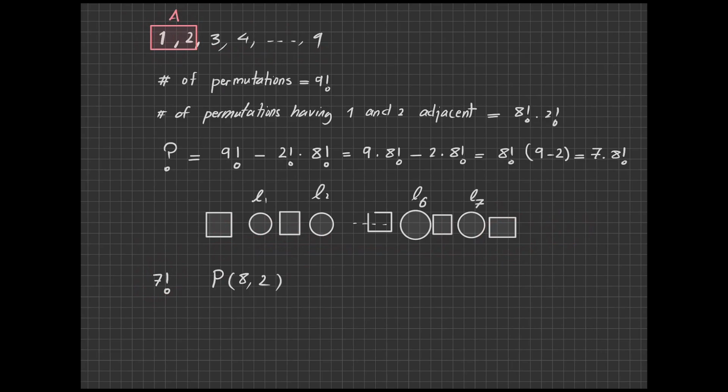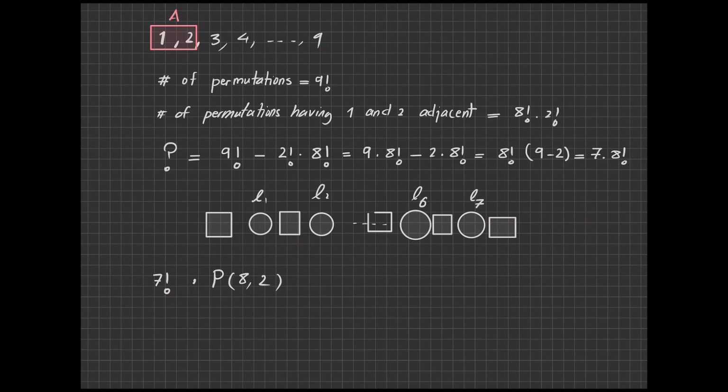And then what should I do between these 2 numbers? 7 factorial on one hand and P of 8 and 2 on the other hand. Multiply, yes, because I do this one first and then I go to the next stage, so I multiply them. This is also another way, where I used only the product rule.